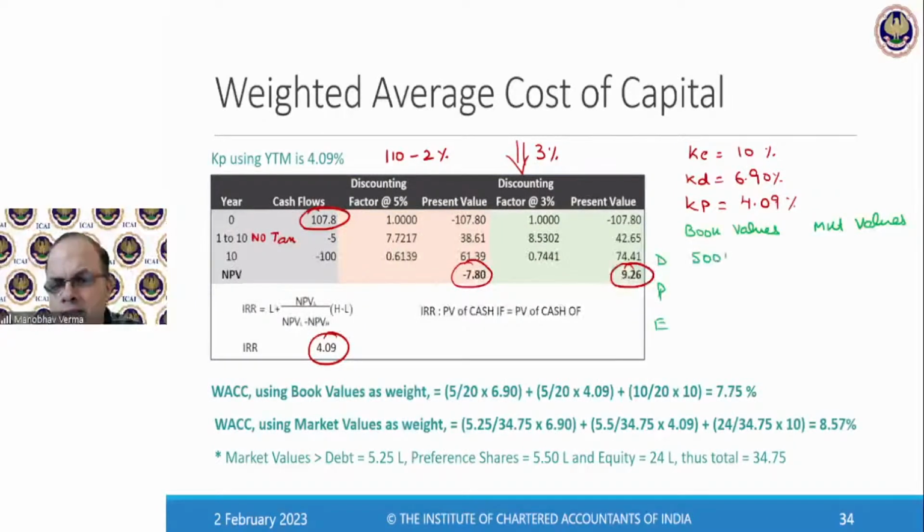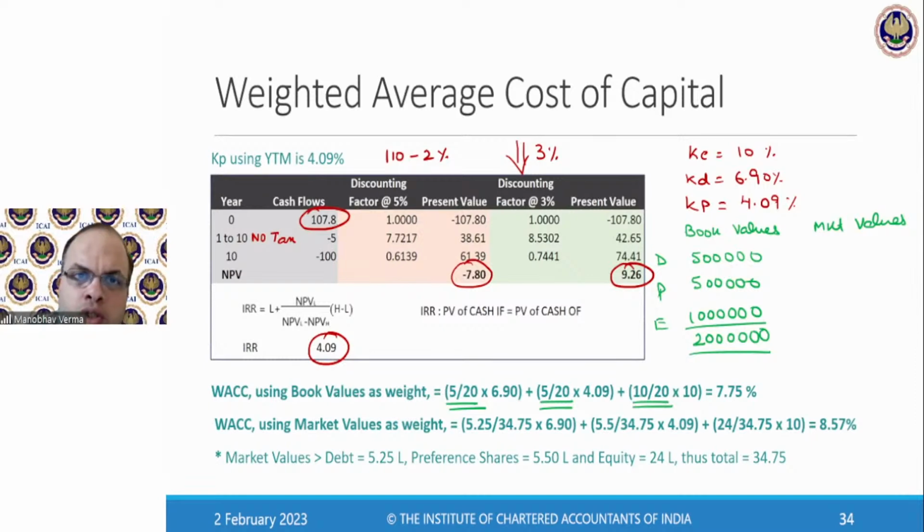5 lakhs, 5 lakhs, and 10 lakhs. This is my book value, guys. So those of you who are not sure about what weights are, we can add the total book value, and hence my weight will be 5 upon 20, 5 upon 20, and 10 upon 20. That's what we have done here. Book value weights. We have multiplied these weights with the respective components of cost of capital to calculate my WACC, which is 7.75.